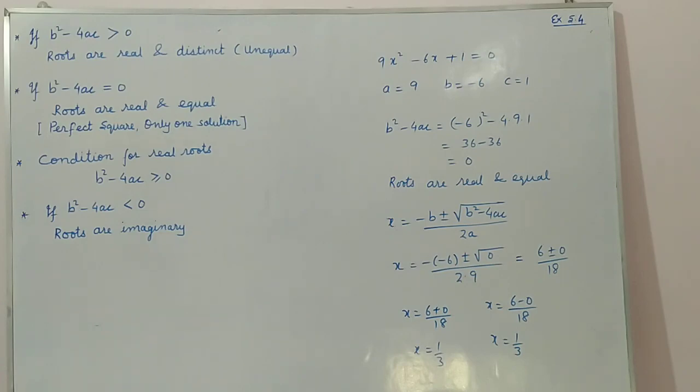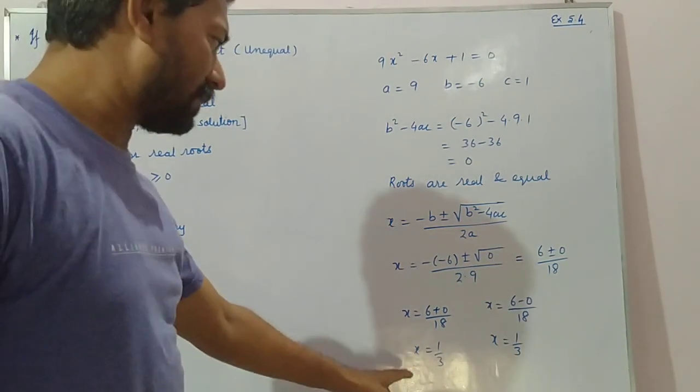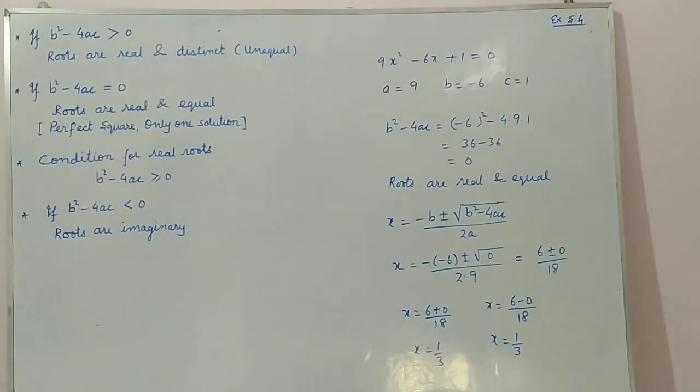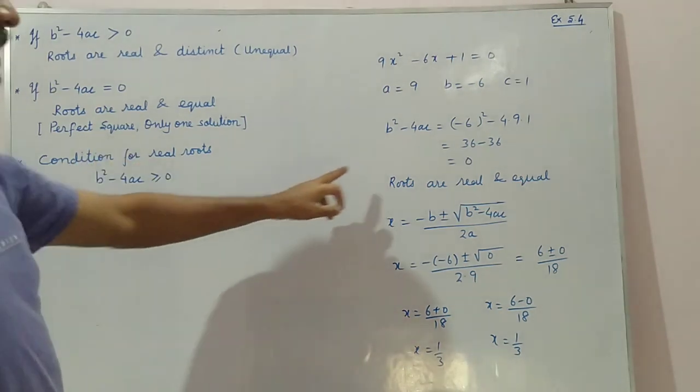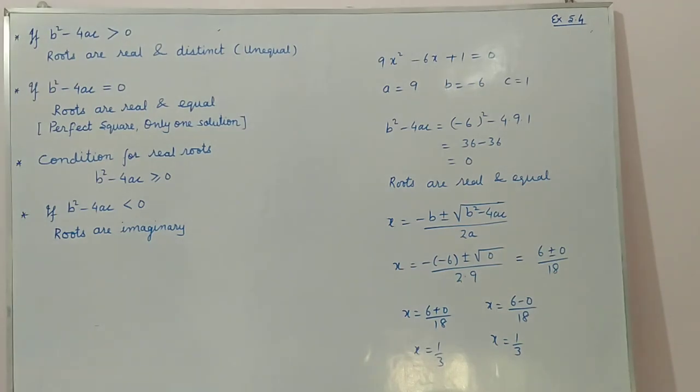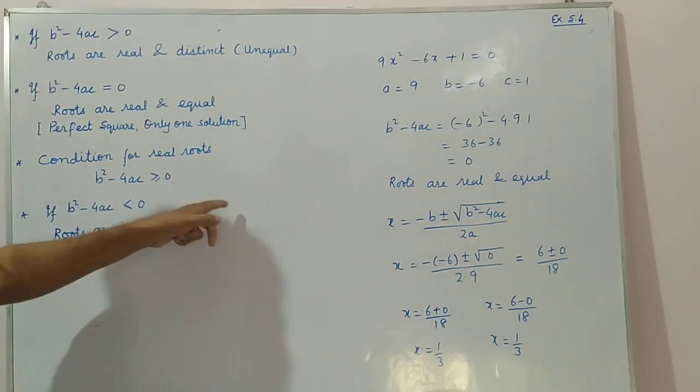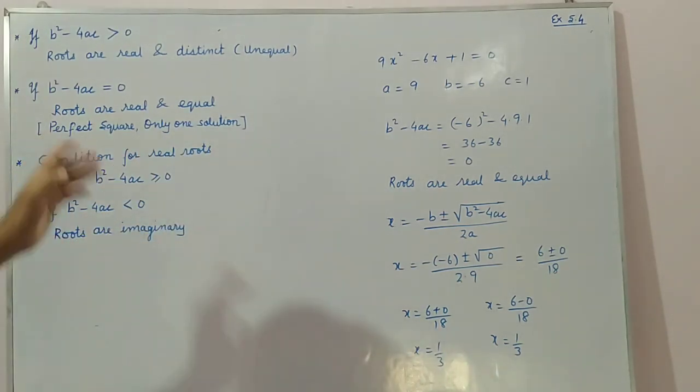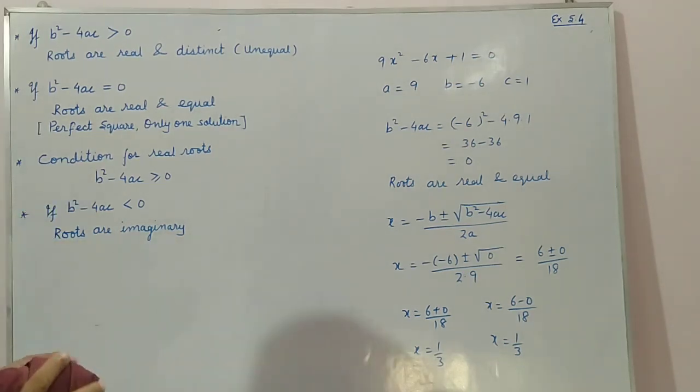So there are two values of x, and both values of x are the same. That is why it is termed as roots are real and equal. So it is also termed as only one solution, because both the solutions are same, or a perfect square. Next, one more example related to imaginary roots.